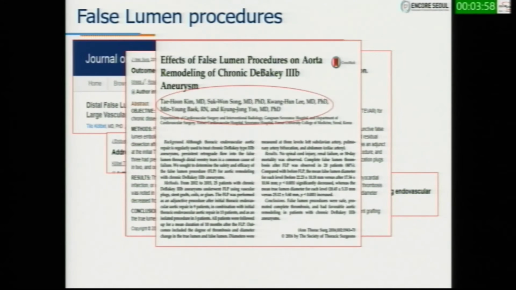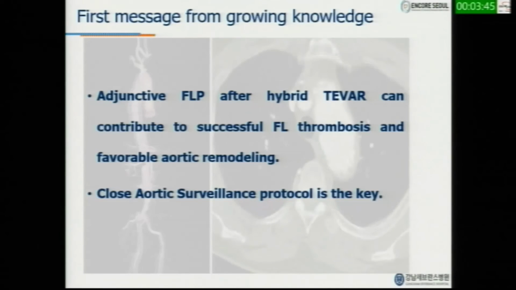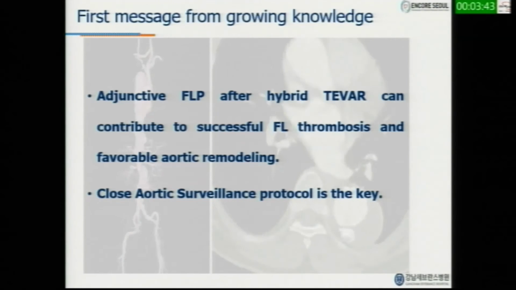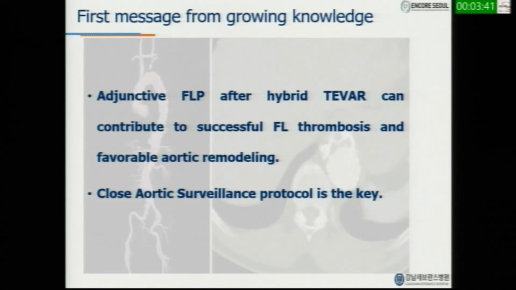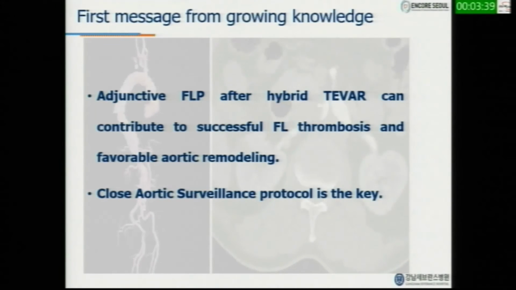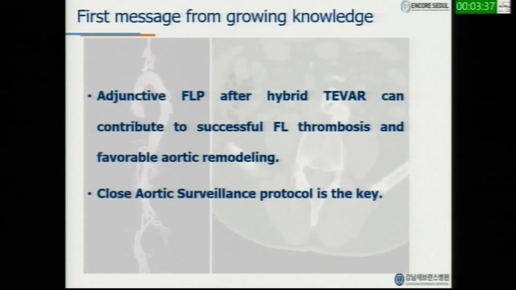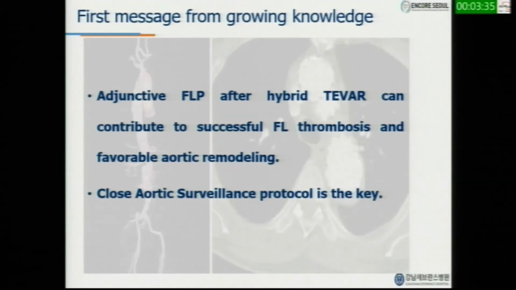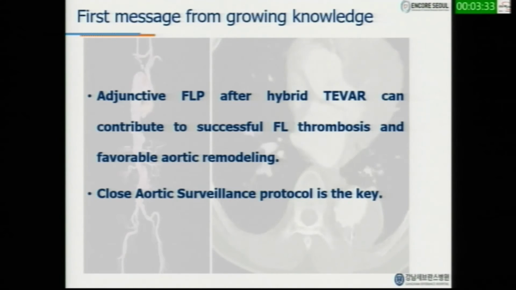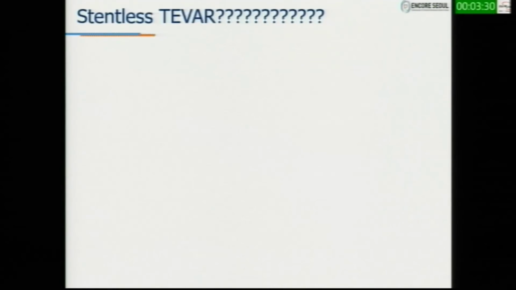This is our own study. We achieved complete thrombosis of the false lumen when combining TEVAR and a false lumen procedure in all cases, except for 20% in venous phase imaging. So our first message from our growing knowledge is that an adjunctive false lumen procedure after hybrid TEVAR can contribute to successful false lumen thrombosis and favorable aortic remodeling, but the key is a close aortic surveillance protocol.